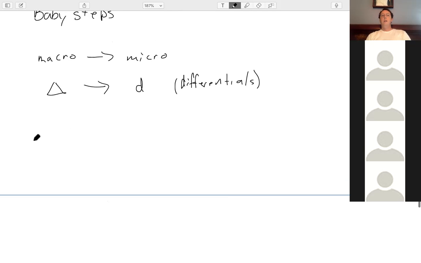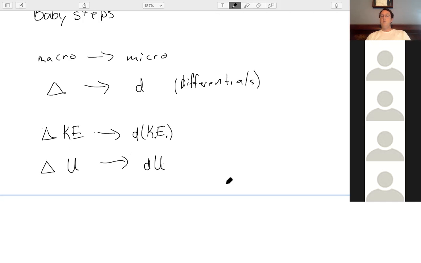For some things, it is that simple. For example, if I had a baby step in kinetic energy, that would simply become d KE. We won't use that very much, but that's what it would be. A much more important one for us will be the change in internal energy would become du. And similarly, if I had intensive things, delta lowercase u becomes du if I'm thinking about little baby steps, little small changes.